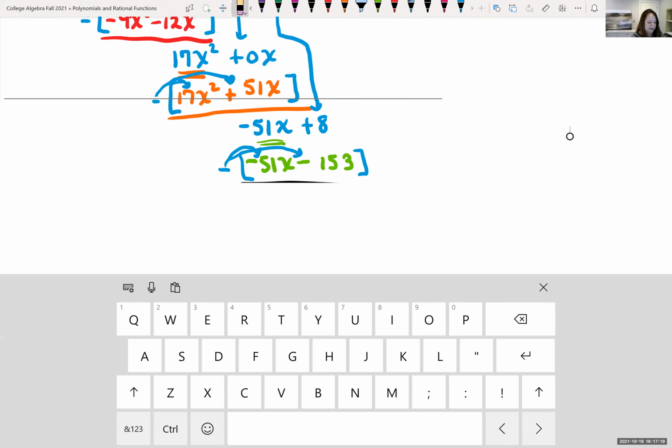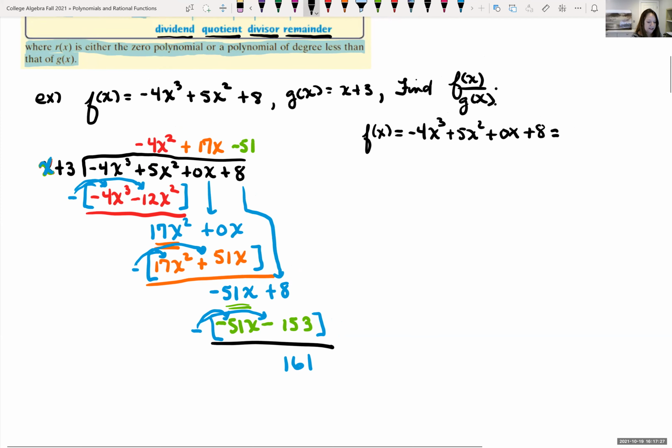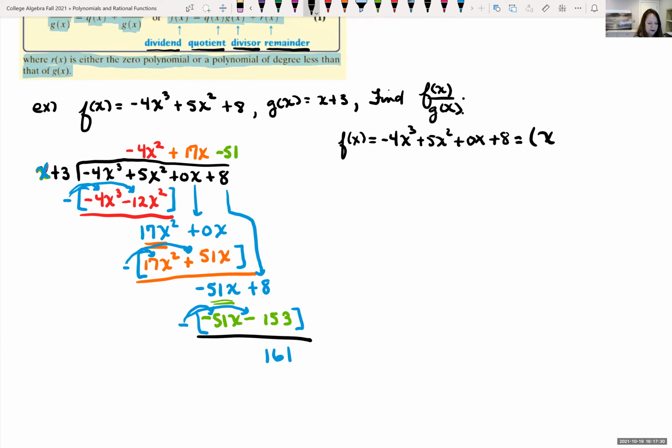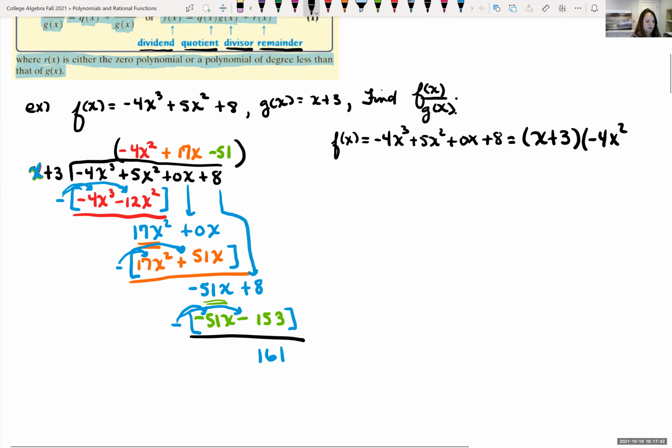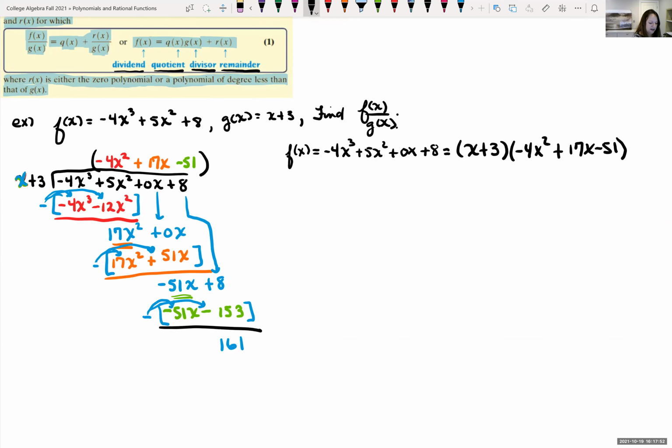And so I can write this as f of x, this polynomial, is equal to our divisor, which is x plus 3, times our quotient, which is minus 4x squared, not cubed, plus 17x minus 51 plus our remainder. And our remainder is 161. So plus 161.